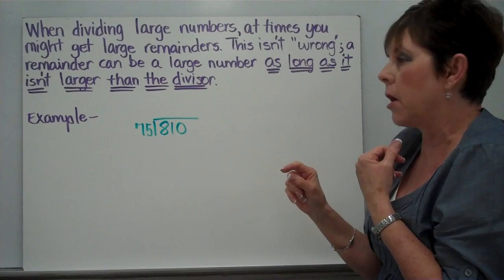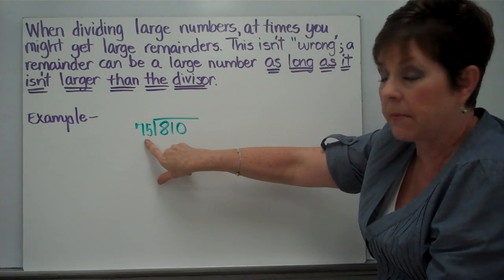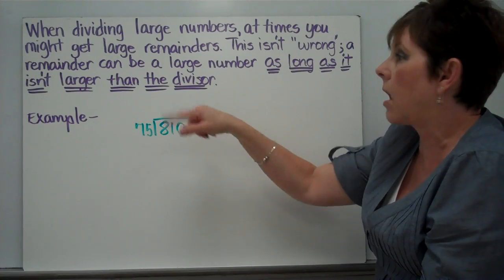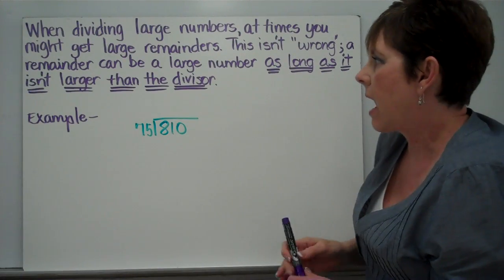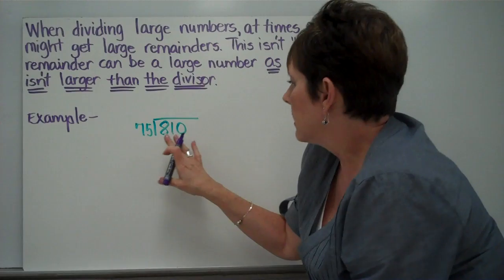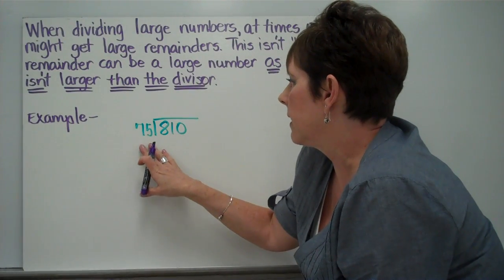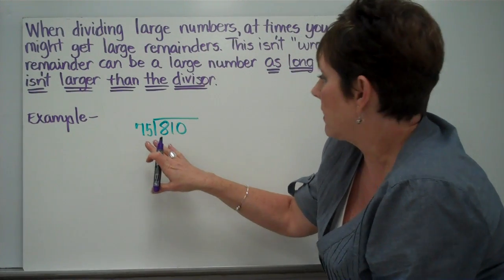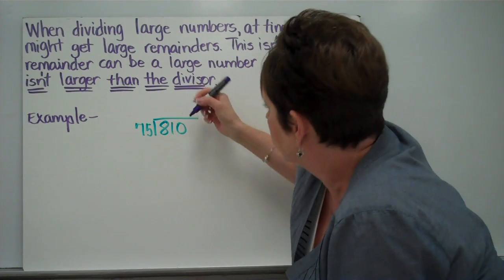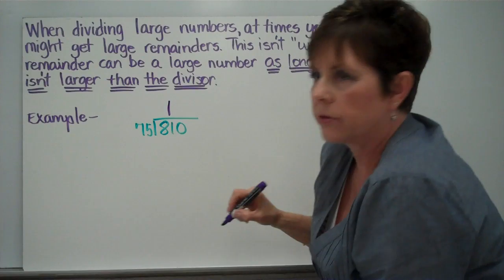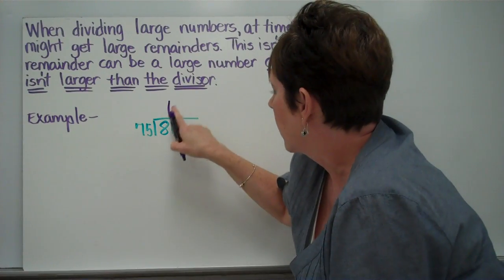If you end up with a number that is bigger than what you're dividing by, something along the way in a previous step was not done correctly. I'll give you an example. Let's say we're dividing 810 by 75. All right, 75 can be divided into 81 once. They're close enough together that we don't really have to do any kind of estimation.